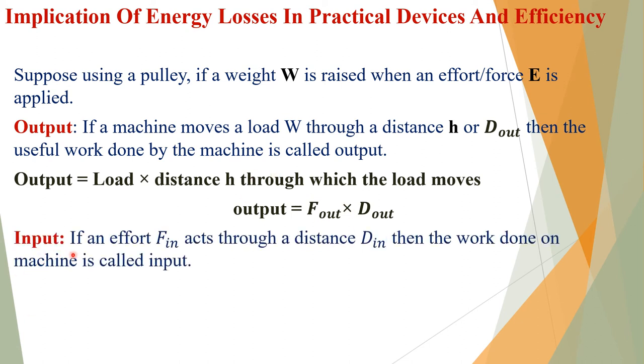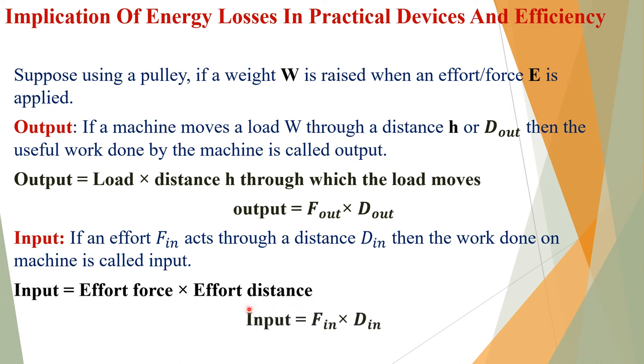Input. We apply an effort force F_in, which acts through a distance D_in, then the work done on the machine is called input. Input is equal to the effort force that we apply on the machine into the effort distance, and due to this effort force, the machine covers some distance. So input is equal to F_in into D_in, that is force into distance, that is work, and that is input.